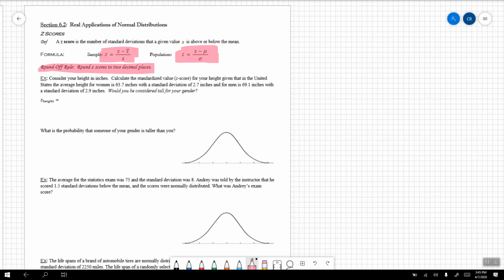Now, let's start looking at this example that says, consider your height in inches. Calculate the standardized value, in other words, the z-score, for your height, given that in the United States, the average height for women is 63.7 inches, with a standard deviation of 2.7 inches, and for men is 69.1 inches, with a standard deviation of 2.9 inches. So the big question is, would you be tall for your gender?